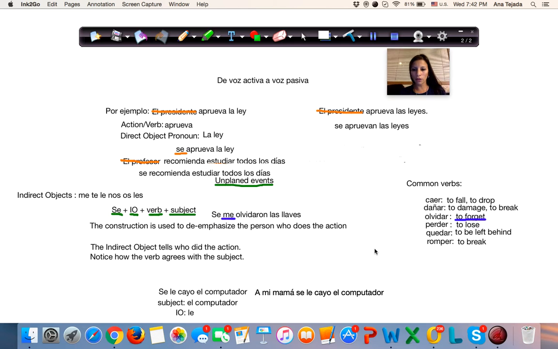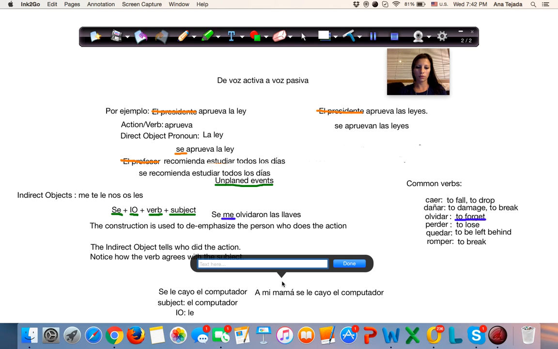Let's look at other verbs. Dañar, to damage, to break. Olvidar, that we use to forget. Perder, to lose. So let's use the same key example. Se te perdieron las llaves. Oh, well, let's make it singular in this case. La llave.